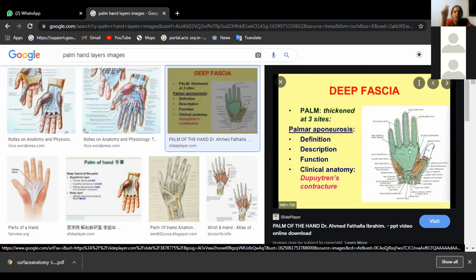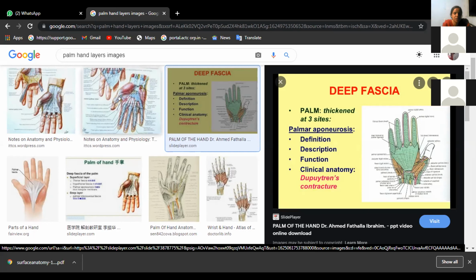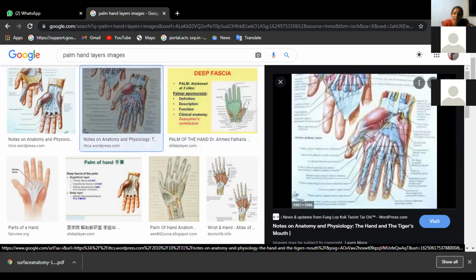The function of the palmar aponeurosis is that it increases the grip. The second function is that it gives origin to the thenar and hypothenar groups of muscles. Now, if this is getting infected and the palm is a little deviated, you call that condition Dupuytren's contracture.